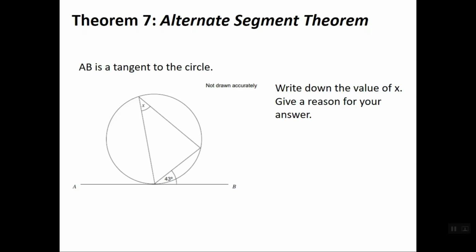Now let's look at an example involving the alternate segment theorem. The question says write down the value of X and give a reason for your answer. It says write down, which means there are no calculations involved. It's the alternate segment theorem, so angle X is equal to this angle, which is 43 degrees. So my angle X is 43 degrees, and the reason I would write is that angles in the alternate segment are equal.